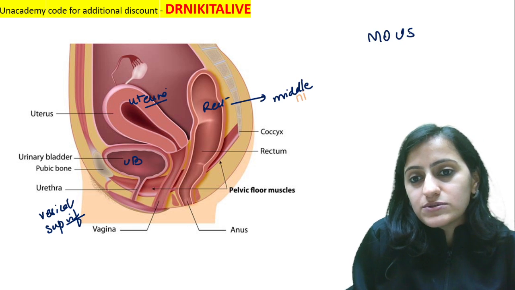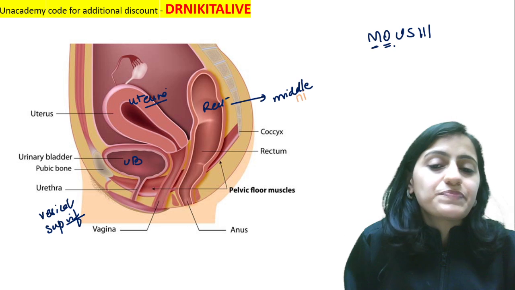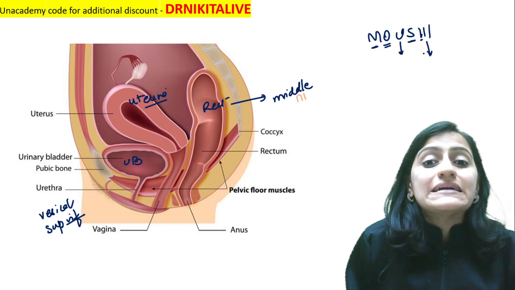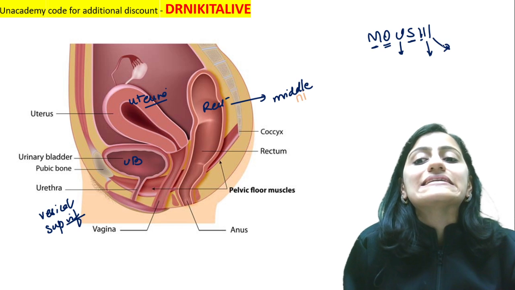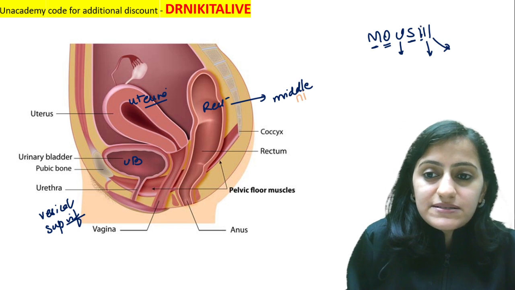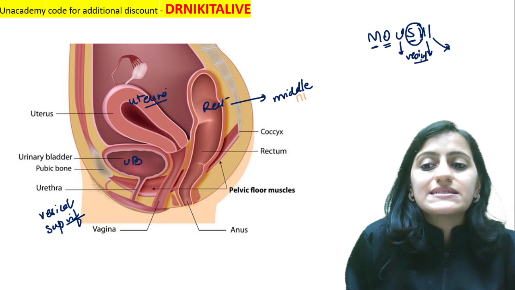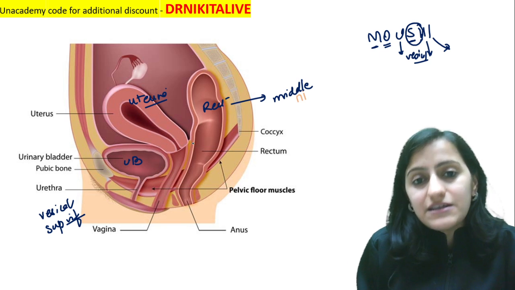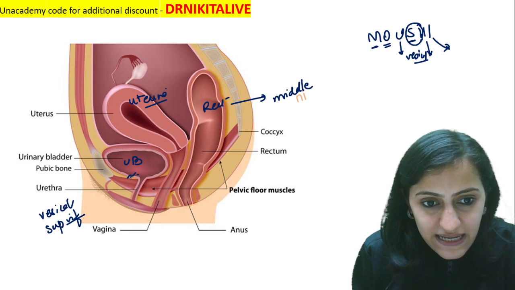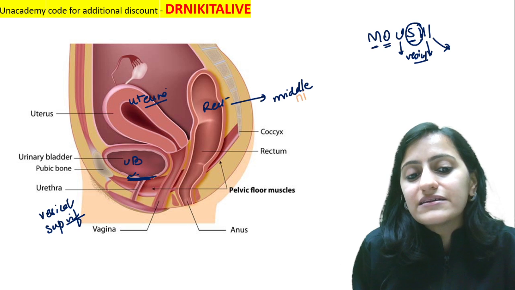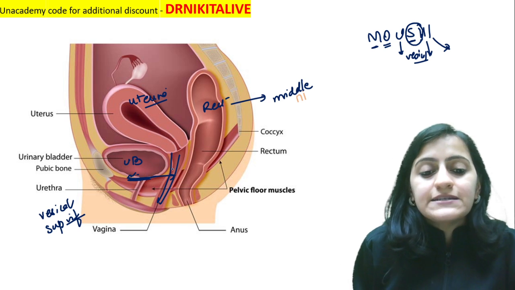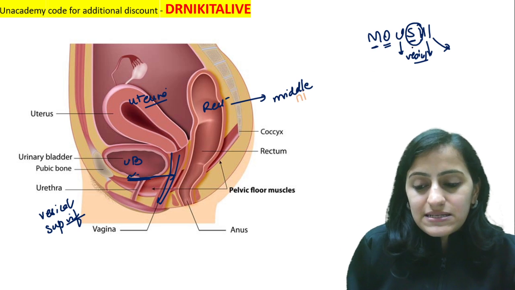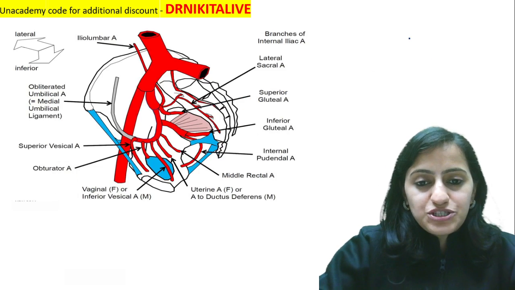So when we say MOUSY, it is the middle rectal artery, obturator artery, uterine artery, superior and inferior vesical artery, inferior gluteal artery, and internal pudendal artery. Remember, the S and I are superior and inferior vesical artery. In females, what gives the vaginal artery is your inferior vesical artery. Let's imagine the inferior vesical level; at this level we have the vagina. Remember, the vaginal artery is the inferior vesical artery in females. So MOUSY is this.